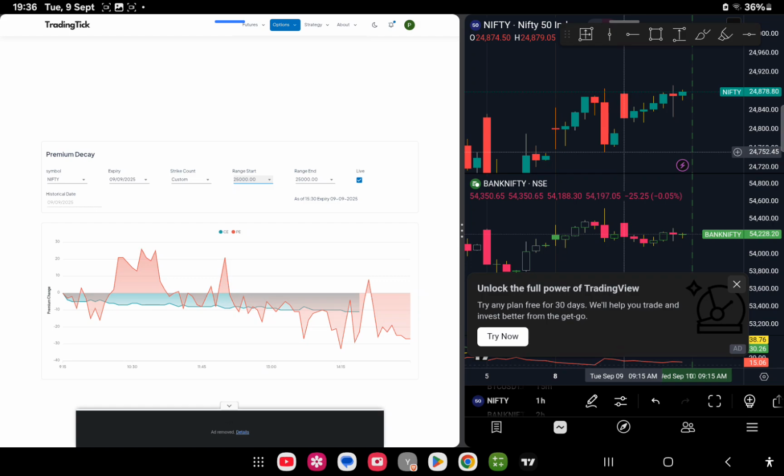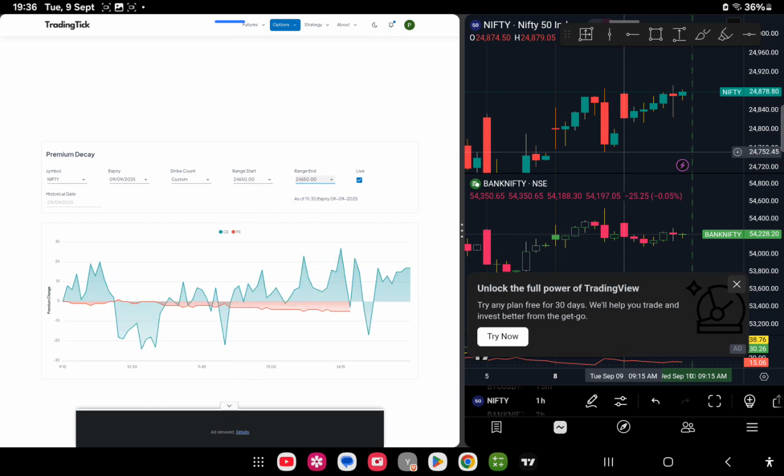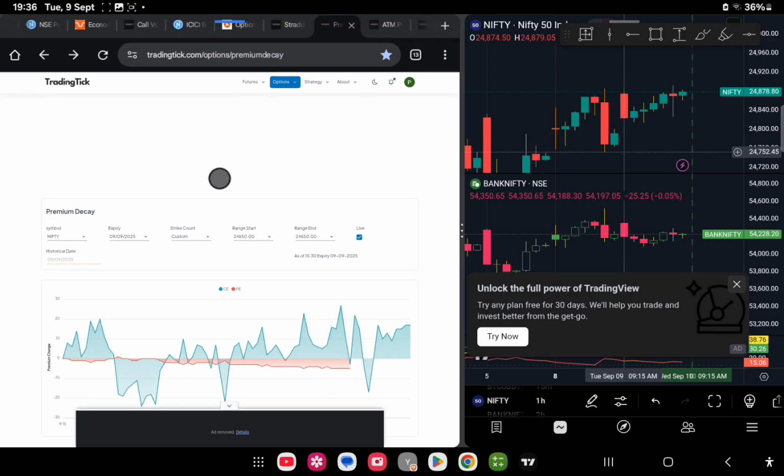Let's take 25k. Here also it is similar, sellers are winning. Now we'll take 650 ITM, and here at some point buyers were winning, but at the end, yeah, buyers were winning because this was ITM.